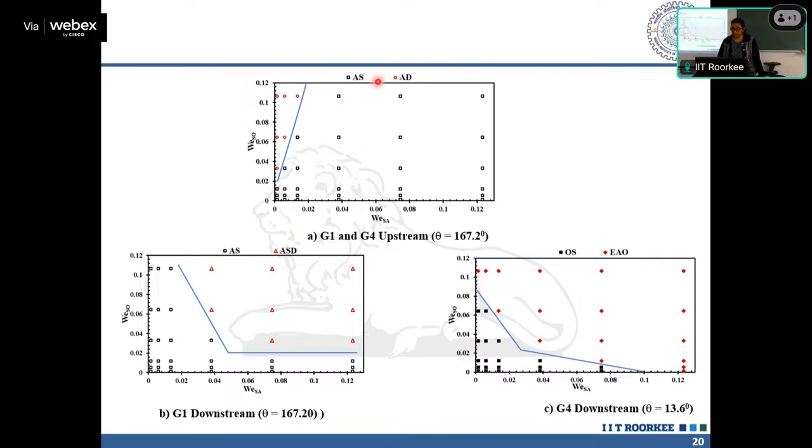AS is aqueous slug and AD is aqueous drop. Basically slug and drop. Since we could have seen two different slug formations, one is made of toluene and another is made of aqueous. So AS and AD are the nomenclature. Since it is a hydrophobic material, water is in the dispersed phase and the organic phase is in the continuous phase. So this is our flow pattern map.